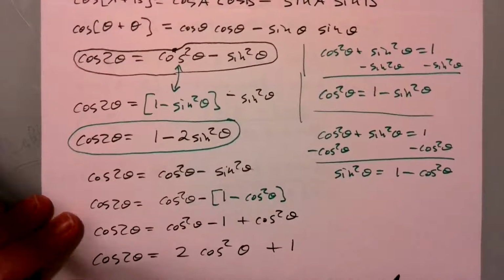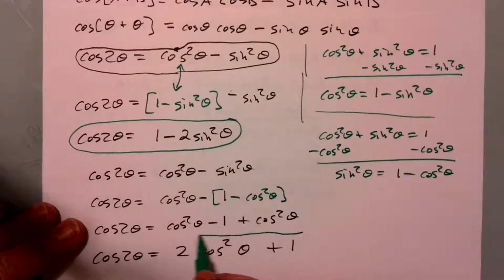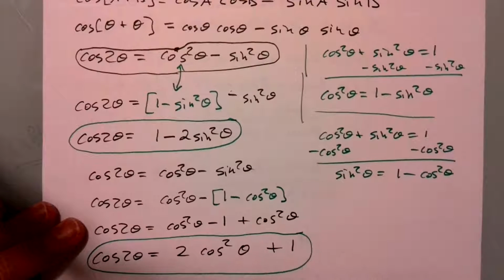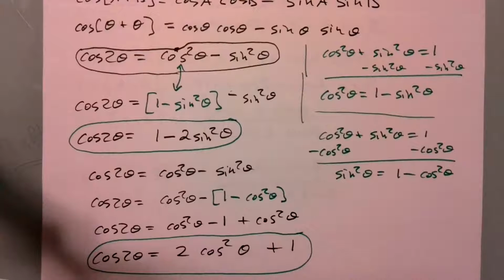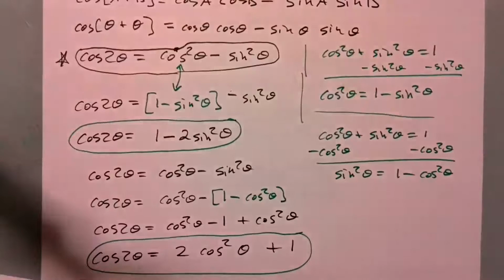Cos 2 theta is 1 minus 2 sine squared theta. And cos 2 theta is 2 cos squared theta minus 1. And cos 2 theta is cos squared theta minus sine squared theta. This is the one you want to memorize. If you memorize that one, you can always develop the other ones without too much trouble.